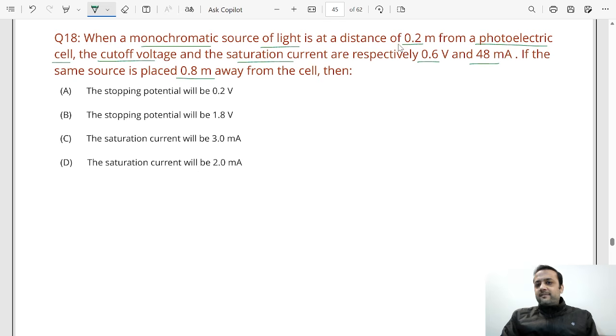There is a source of light which is at a distance of 0.2 meter from the cell. Suppose this is the cell, and this is a source of light which is at a distance of d, and d is, let's say, d1, basically 0.2 meter.